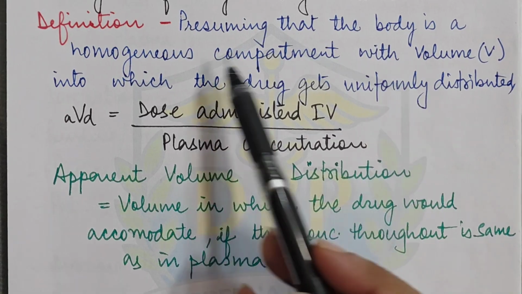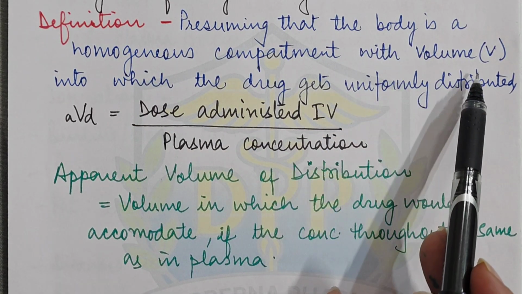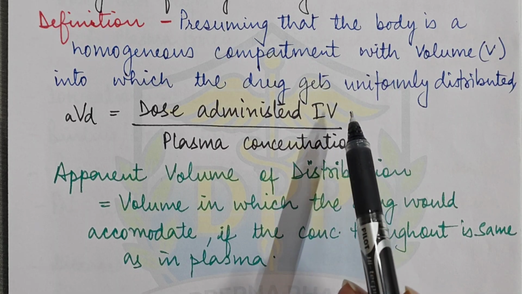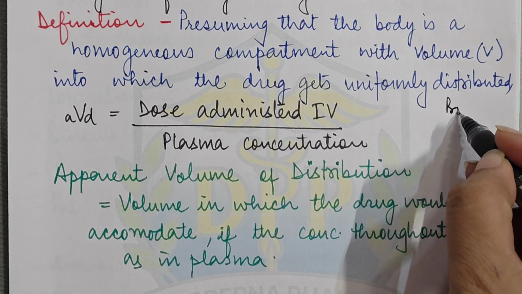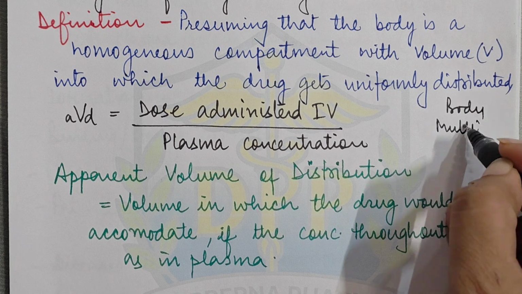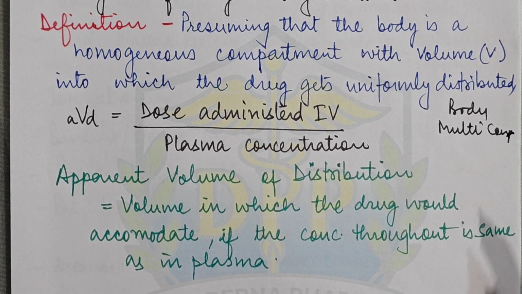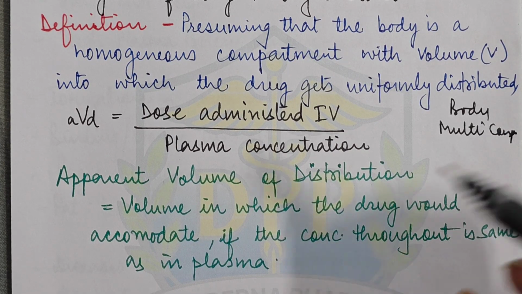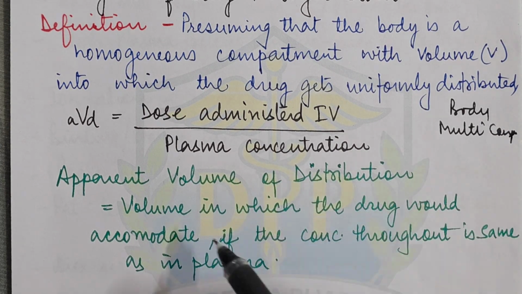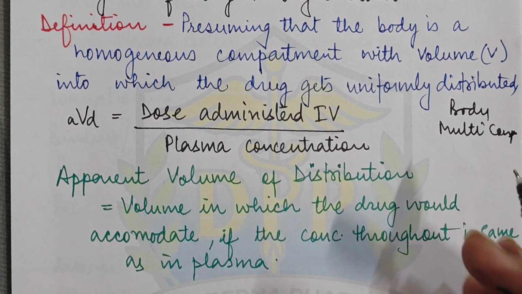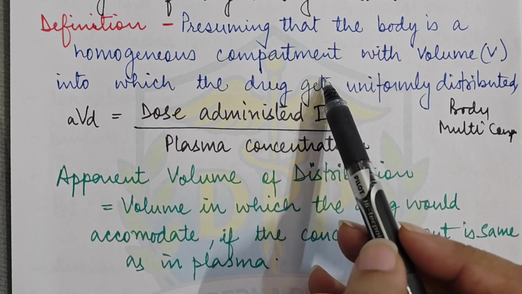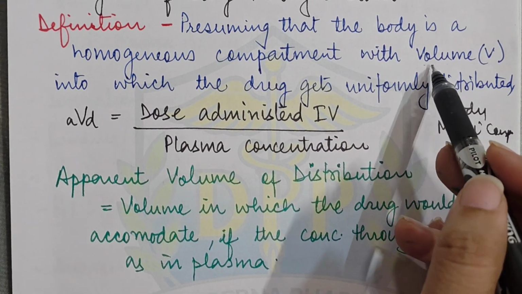Presuming that the body is a homogeneous compartment with a volume V, into which the drug gets uniformly distributed. Now see here, the problem is that our body is actually a multi-compartment model, isn't it? Our body is multi-compartment, there are different organs: muscle, fat, kidney, heart, liver, brain, lungs, these are all organs, there is fibrous tissue, so a lot of compartments are there. And the drug actually gets distributed in all these multiple compartments. But to understand it in a simplified manner, we take the body as a homogeneous compartment having a particular volume V.